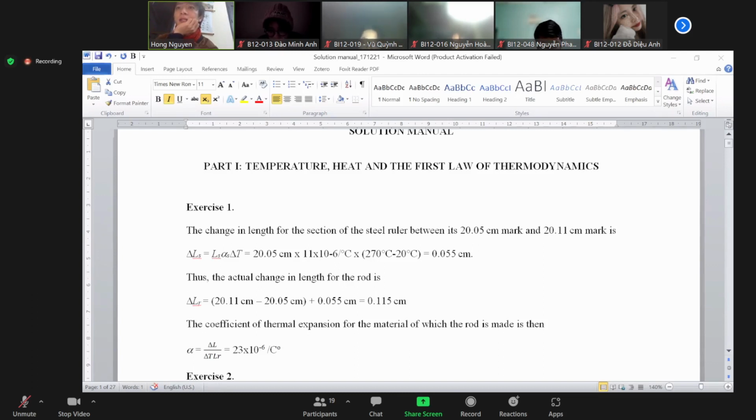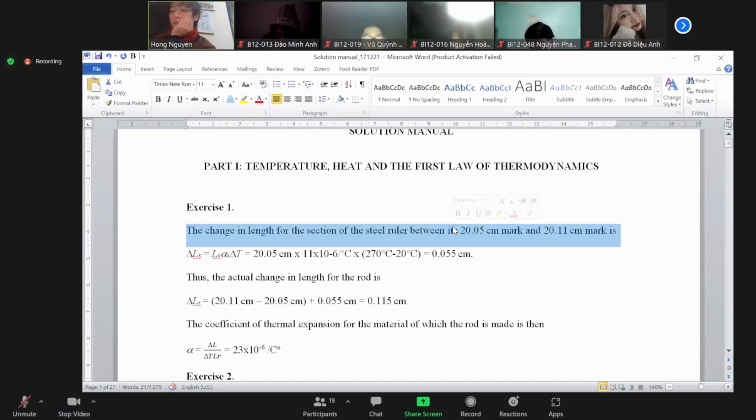À khoan. Xin lỗi. Để tôi đọc xem. The rod is exactly 20 feet. Still ruler. Both are placed in an oven where the rod now is 21, the same ruler. Actually, what we need to find is the change in length between the 20.01 centimeter mark and 0.11 centimeter mark here. Wait for me a little bit. I verify the calculation.